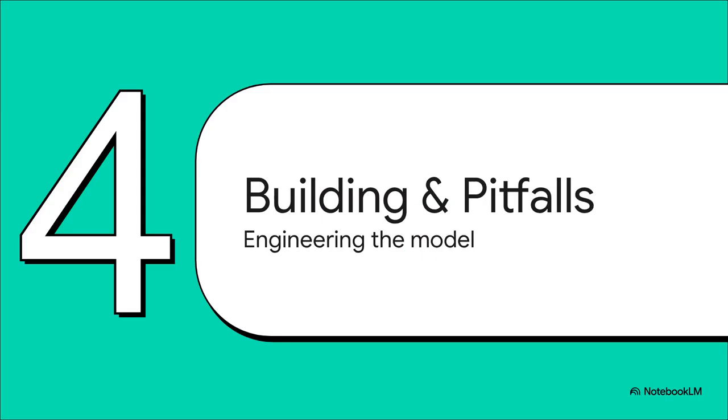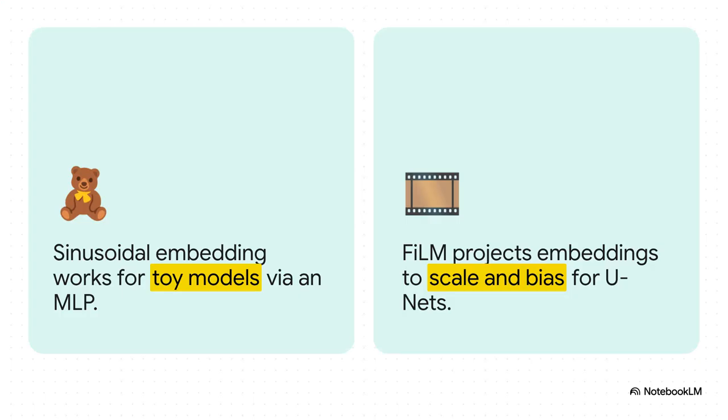Section 4. Building and avoiding pitfalls. When you're actually building this, a huge challenge in the reverse process is that your neural network has to know exactly what time step it's currently trying to denoise. The noise profile at step 900 looks very, very different from step 10. So you have to feed time into the network.